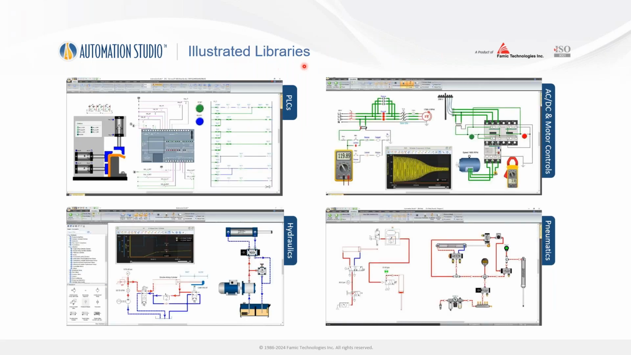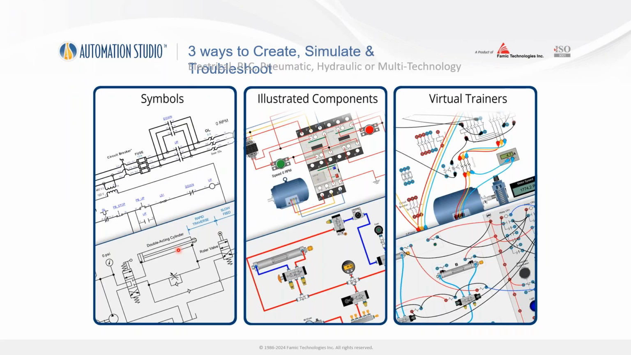We have illustrated libraries for PLCs, hydraulic, pneumatic, HDC motor control, and robotics. Three ways to create, simulate, and troubleshoot. Automation Studio gives you three ways to create any circuit: symbols, illustrated components, and virtual trainers. In symbols, you can see these are the ISO certified symbols. You can create your circuit with the help of those ISO certified symbols.